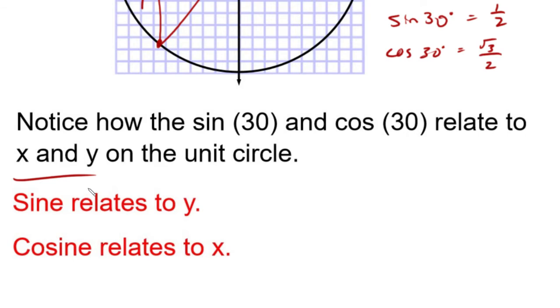On the unit circle, this unit circle is going to help you so much. Sine of an angle is the y value at that angle's coordinate point. All right, let me repeat that. Sine of the angle is always going to be the y value at the coordinate point for that angle on the unit circle. Cosine is always going to be the x value on that point on the unit circle.